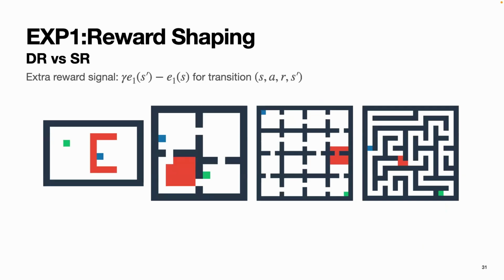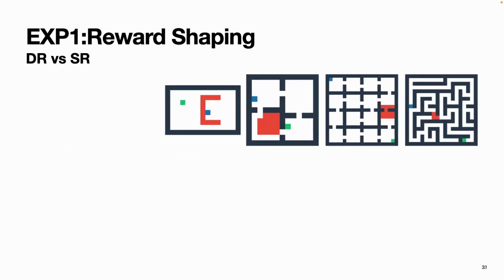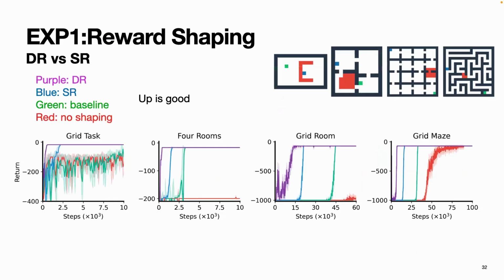We perform experiments in these 4 environments. A reminder that that is our extra reward signal that we're providing to the agent. Here we show the performance of the reward shaping in the 4 environments. The x-axis is the number of steps the agent has interacted with the environment, while the y-axis is the return that the agent gets. Up is good because we want more returns. Purple shows the performance of the default representation. Blue is the successor representation. Green is the baseline that we can ignore. And red is no reward shaping.